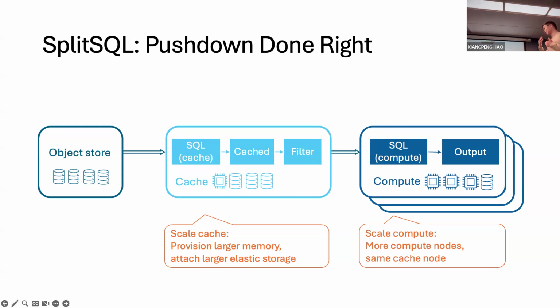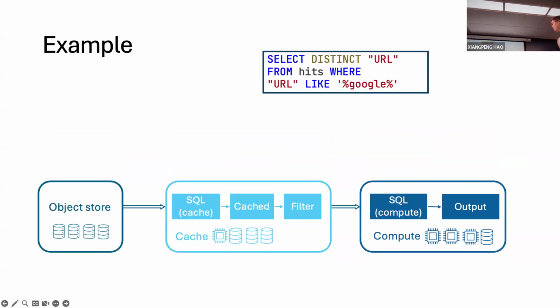And if you use storage to cache your data, you can even more easily attach a larger elastic storage to the caching server. And that is the high-level architecture, and we'll dig into how we split a SQL.